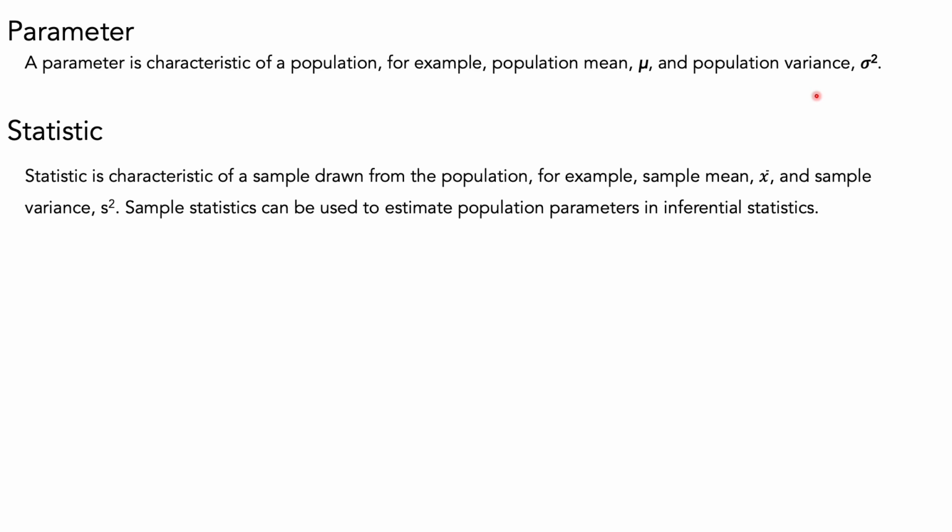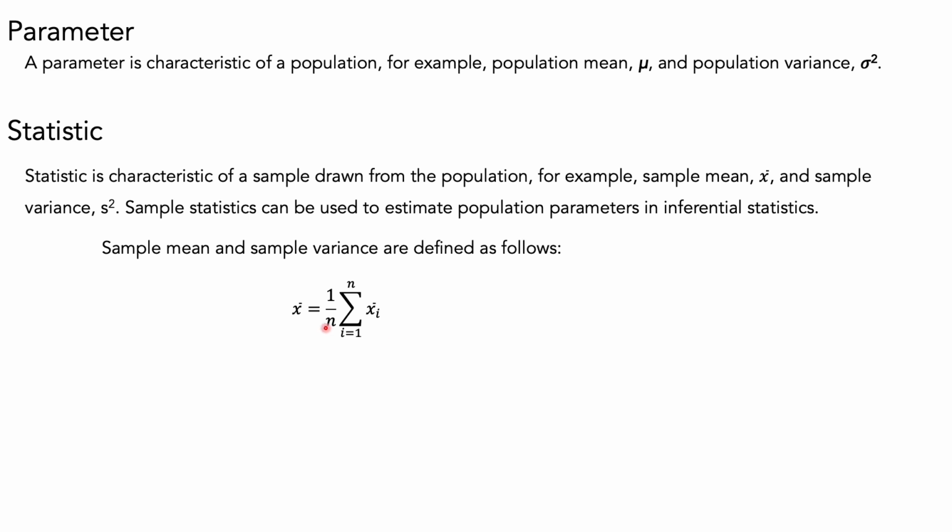Okay, now it will lead us to estimation, and how different statistics can be used to estimate population parameters. The sample mean and sample variance are defined as follows. This is the formula for the sample mean. The sample mean is equal to the sum of all the observations in the sample divided by n, meaning the average of the sample.